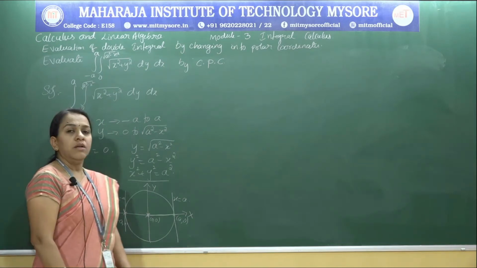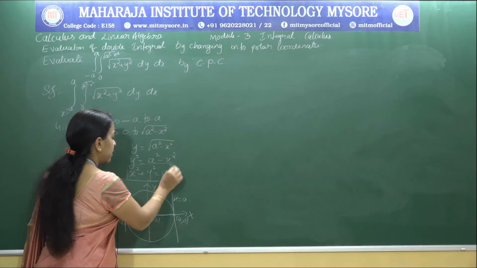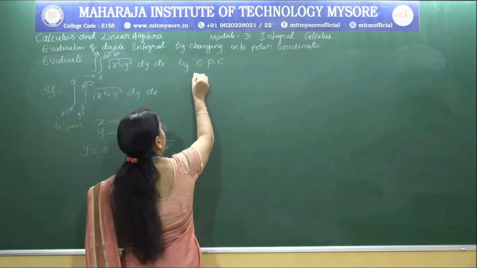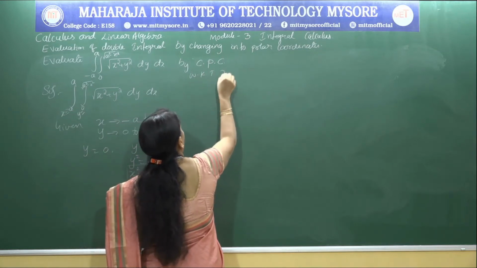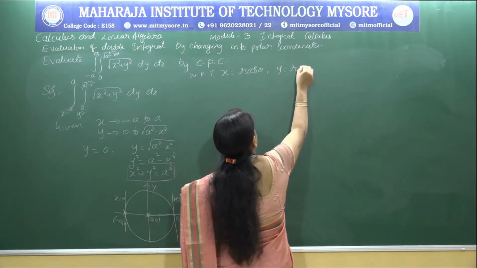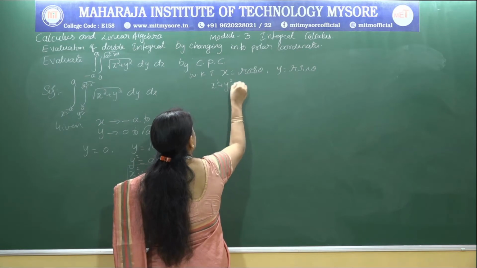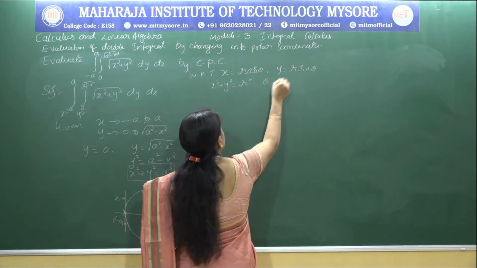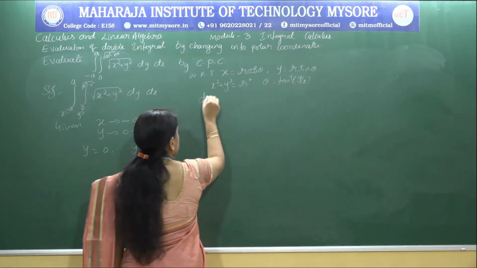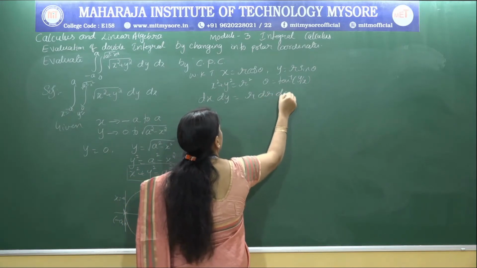Now to find the limit of r and theta, it is clear that we have x square plus y square equal to a square, right? And we know the polar form, that is x equal to r cos theta and y equal to r sin theta, and also we know that x square plus y square is r square and theta is tan inverse y by x, and of course we should write what is dx dy. dx dy is r dr d theta.